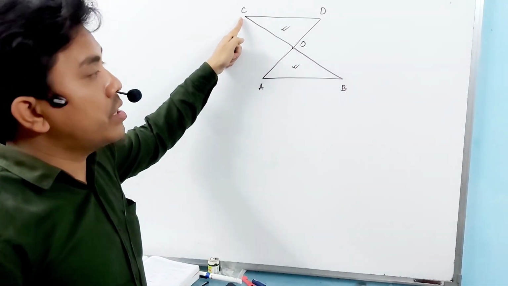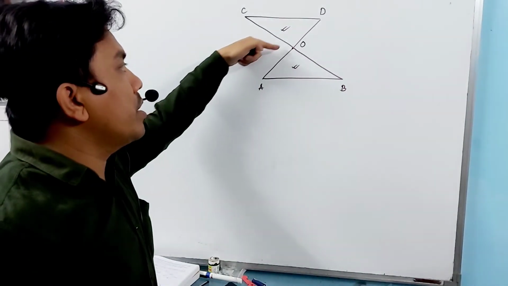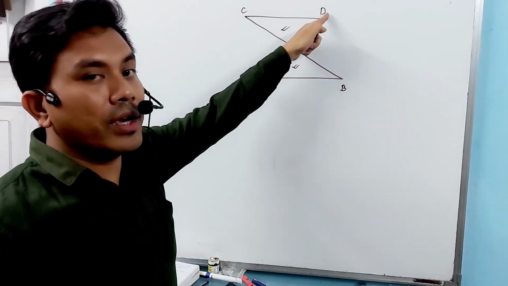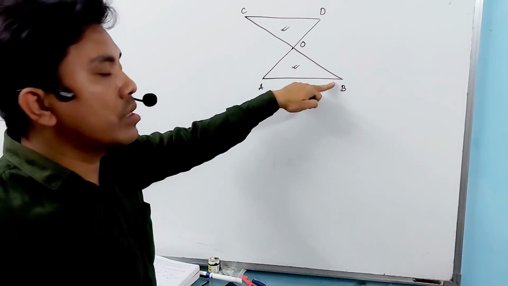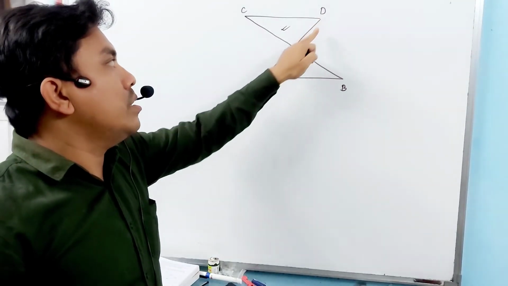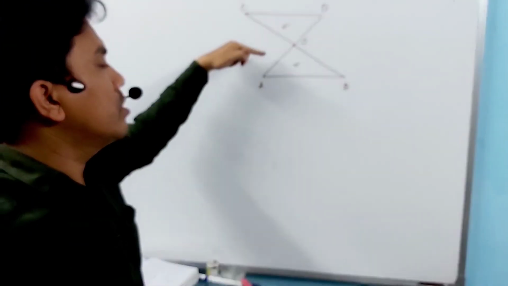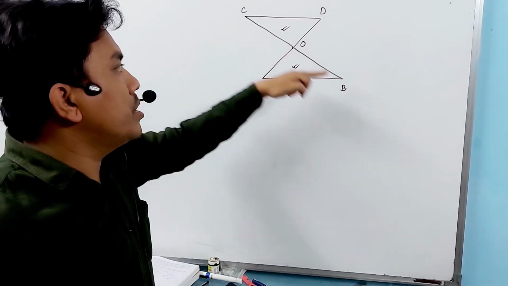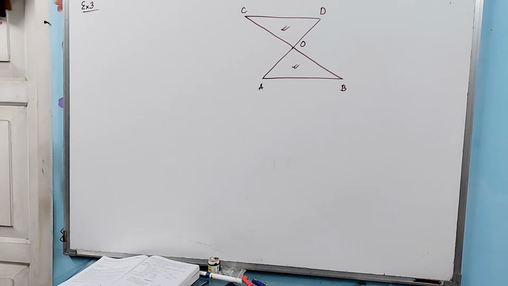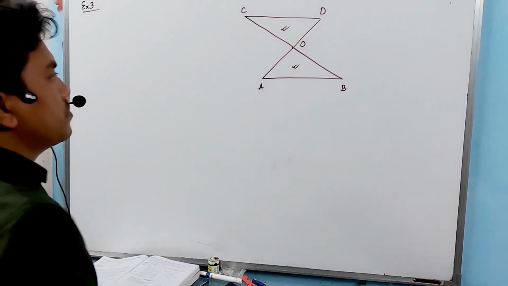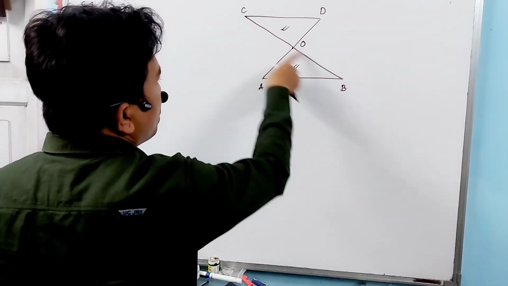See, in the book also it is given in that pattern. It's not given as AOB congruent COD. It's given in this way: triangle AOB is congruent to triangle DOC. Now, after that, we have to prove that O is the midpoint of BC also.